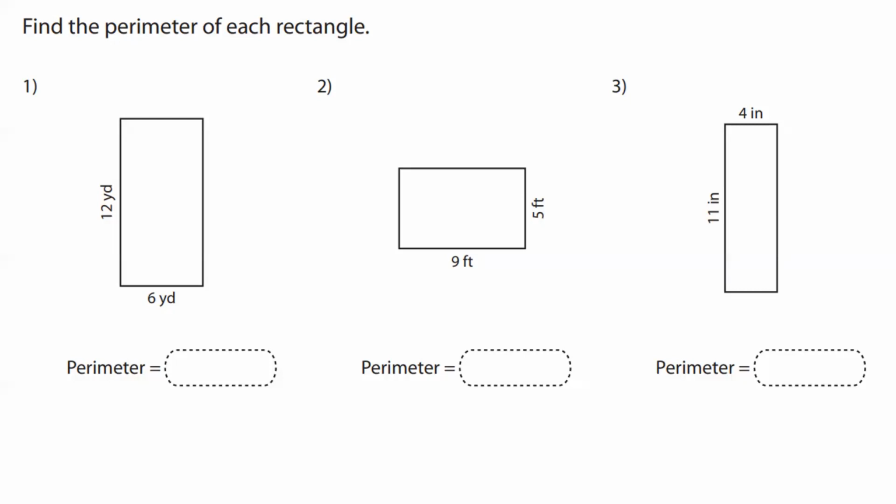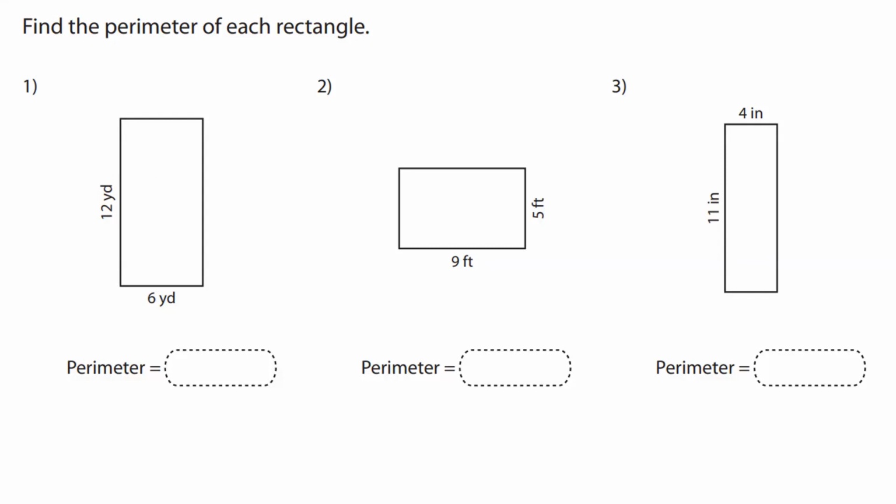Ajani says 18. Shion says 18. China says 36. So waiting on the others. We want the perimeter of each rectangle. Okay, the perimeter. So work it out.